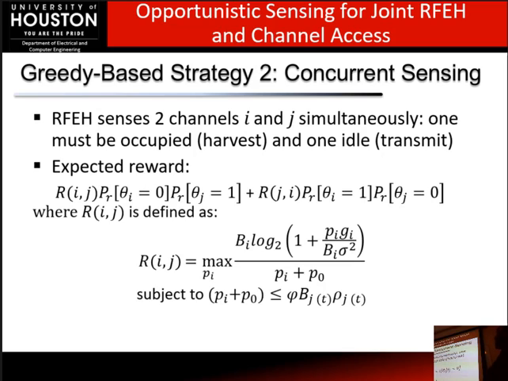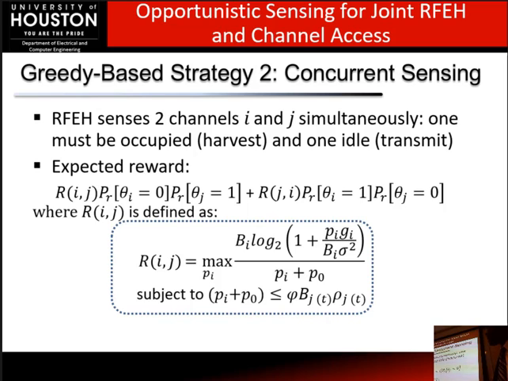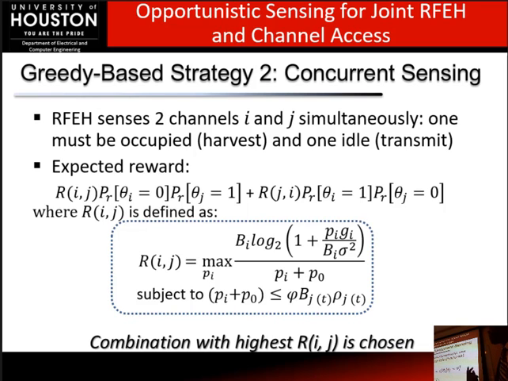The other greedy-based strategy is called concurrent sensing. In this case, we need to find 2 channels, I and J, that are concurrently in different states. One has to be occupied, one has to be idle. So here, one channel I is idle and channel J is occupied, or channel I is occupied and channel J is idle. The combination that maximizes the utility is the one that is chosen. But if you find that both channels are idle or both channels are occupied, then we have 0.